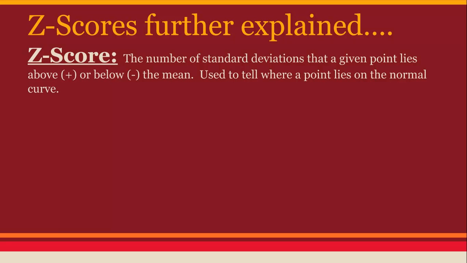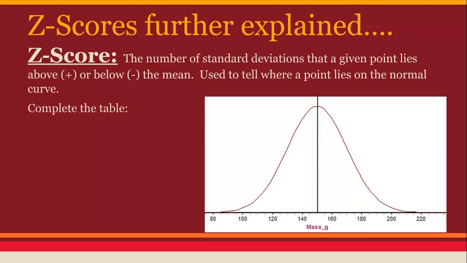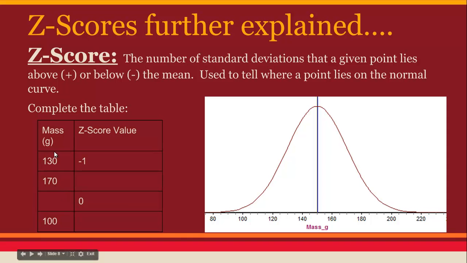Z-score is further explained. So we said that the Z-score is the number of standard deviations. Just looking at what a Z-score is. If we had a mass of 130, the Z-score would be -1 because we're 1 standard deviation below. If we had a mass of 170, it would be 20 above, which is plus 1. Sorry, I didn't fill these in.